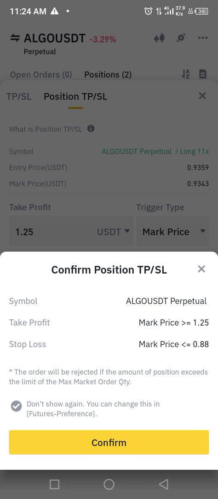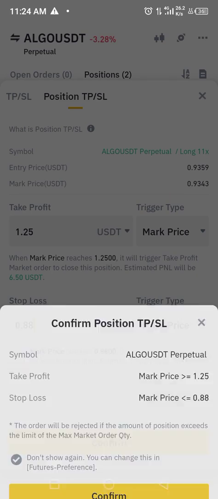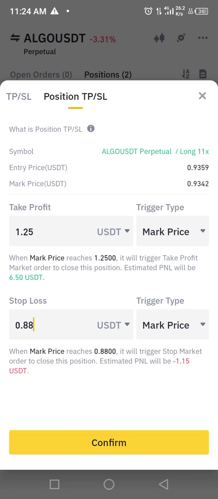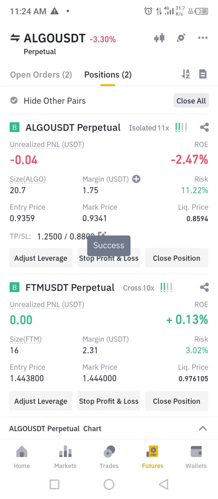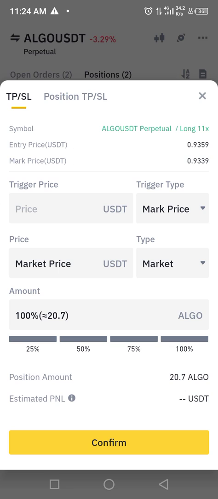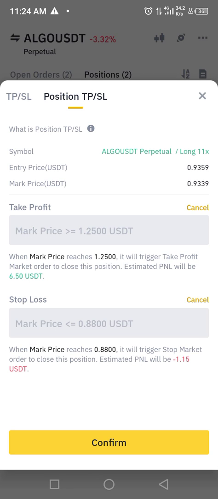Thank you very much. If you have any questions, you can ask. For example, once you have set your take profit and stop loss, click on confirm. That's it. You understand? Look, you can always view your position's TP/SL. You can come and edit it. If the futures hit 0.88, your loss would be minus 1.15. If the futures hit 1.25, your gain will be 6.5 USDT.